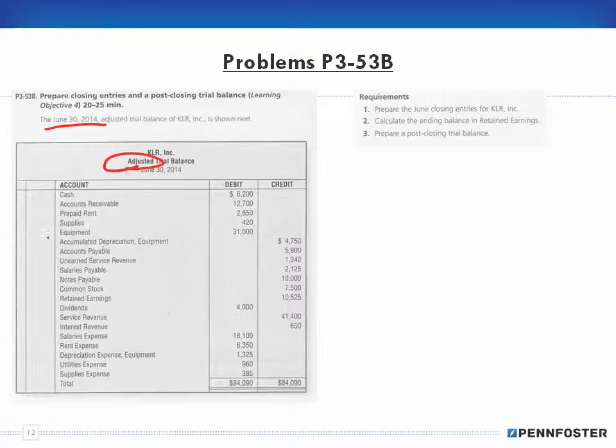All right, so it says here, June 30th, the adjusted trial balance is shown. Notice it's the adjusted trial balance. Prepare the June closing entries, calculate the ending balance in retained earnings, and prepare a post-closing trial balance. Keep looking in the textbook at the adjusted trial balance, because I'm not going to bounce back and forth between the screens as I do this.